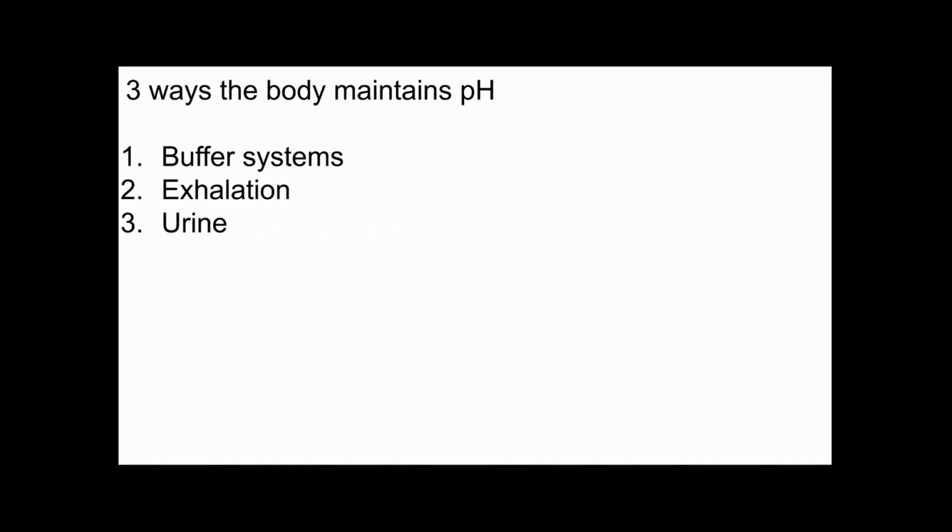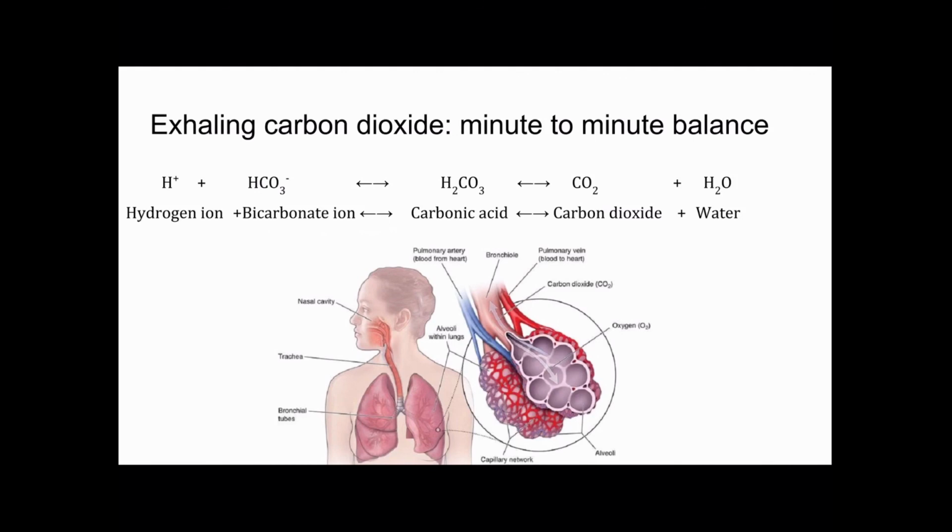Okay, here's our little review. There are 3 ways in which the body maintains pH: buffer systems, exhalation, and urine. We looked at 3 buffer systems. We're just going to briefly look at exhalation. Our normal course of cellular metabolism makes the body more acidic, and we have buffers in place to keep things from getting too acidic, but we constantly have to get rid of acids so that we don't get too out of balance. So exhaling carbon dioxide is what the lungs do to keep us in a minute-to-minute balance of proper pH in the blood.